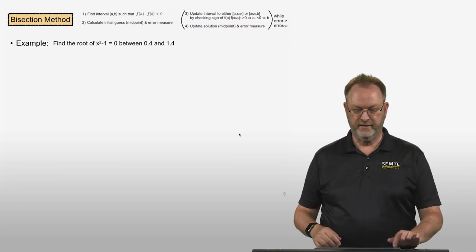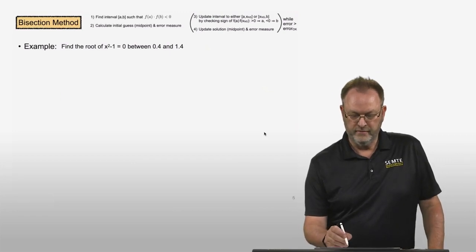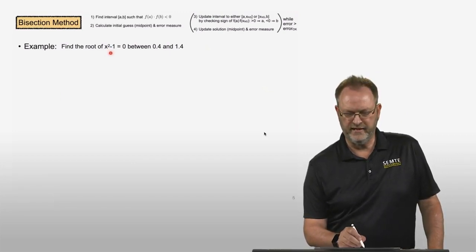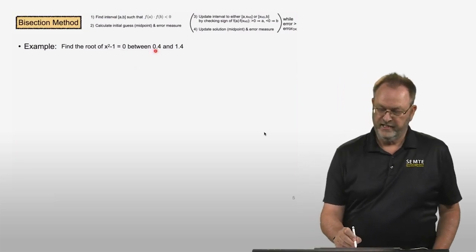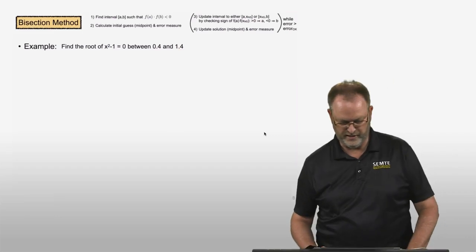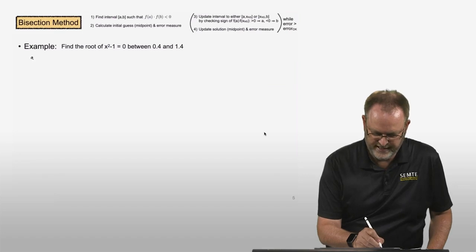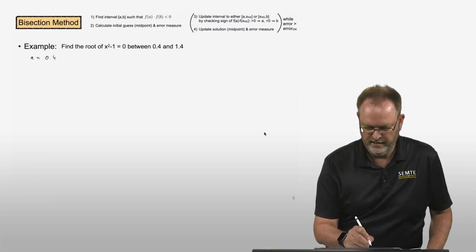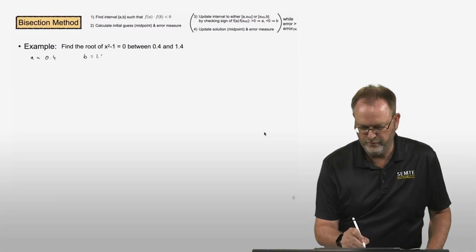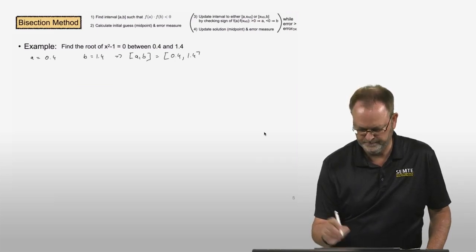Okay, so let's do an example here, and we're going to try to find the root of the rather simple function x squared minus 1 equal to 0, and we're given here an initial interval from 0.4 to 1.4. That's where we're trying to find the root of this problem. So let's get going here. We're given that a is equal to 0.4, and we're given that b is equal to 1.4. So therefore, the interval that we're looking at from a to b is the interval from 0.4 to 1.4.